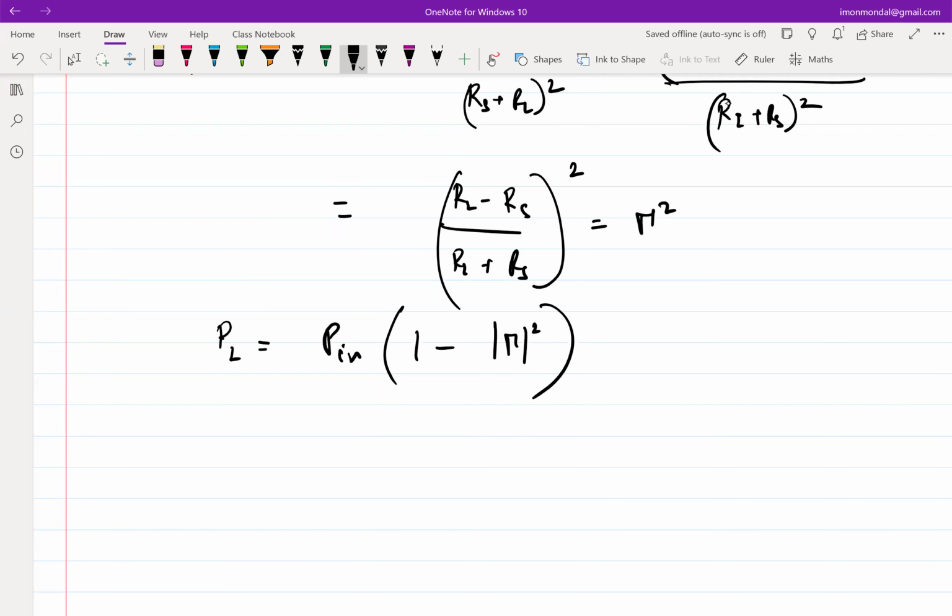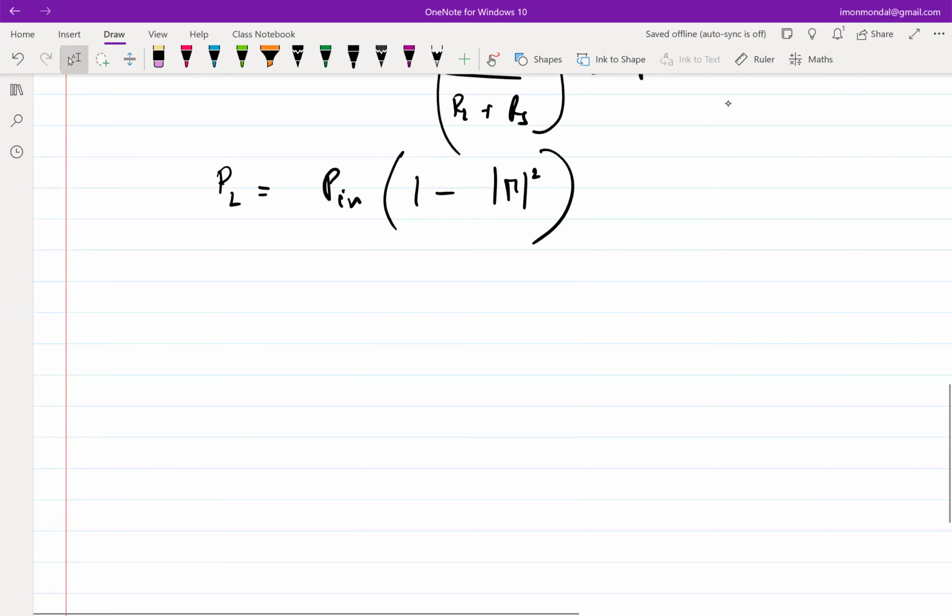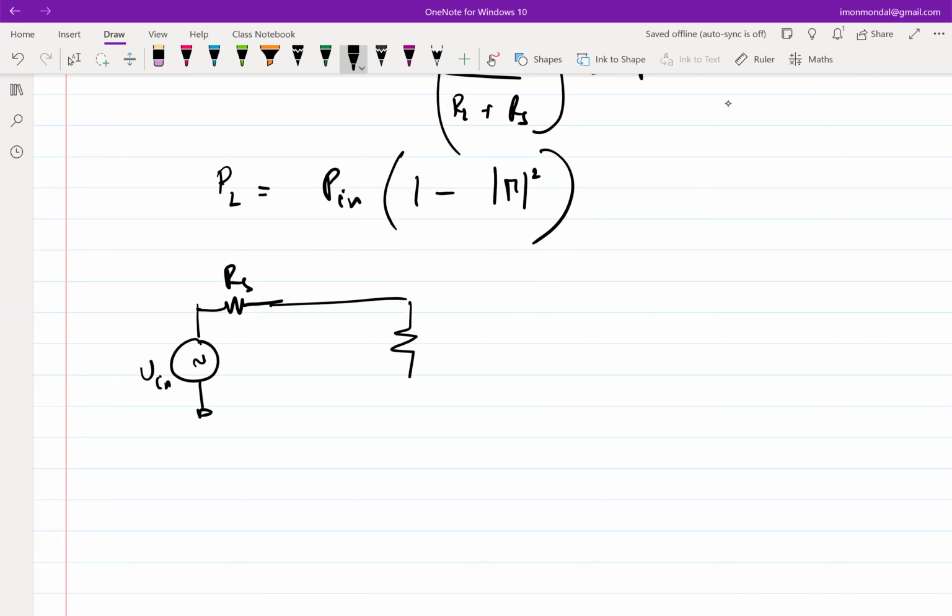Okay. So the way I like to think about this is, think of a situation in which I have a V in and I have an RS. And the load is also matched. Okay. So the power that will be delivered to RS will be equal to this P in.